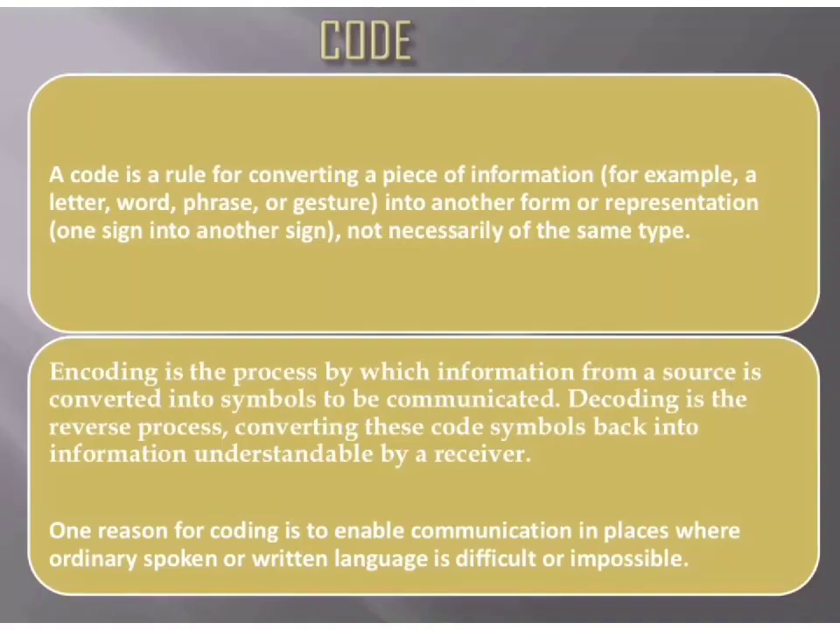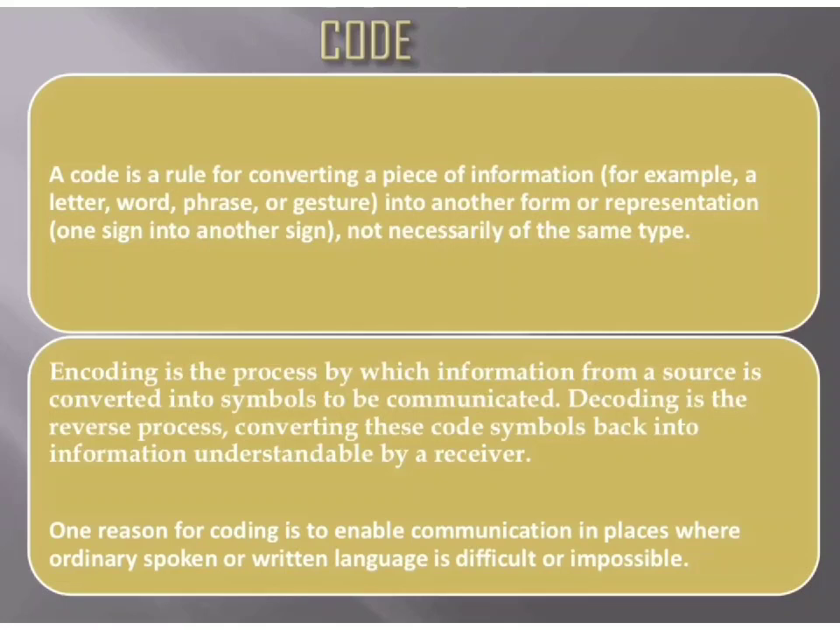Now let us discuss coding and decoding. A code is a rule for converting a piece of information, for example a letter, word, phrase or gesture, into another form or representation, one sign into another sign, not necessarily of the same type. Encoding is the process by which information from a source is converted into symbols to be communicated. Decoding is the reverse process, converting these code symbols back into information understandable by a receiver.